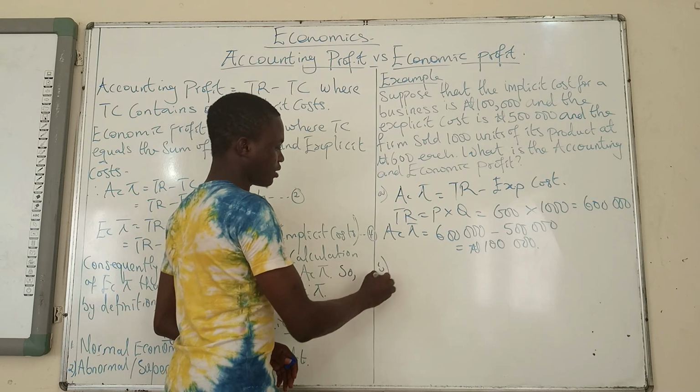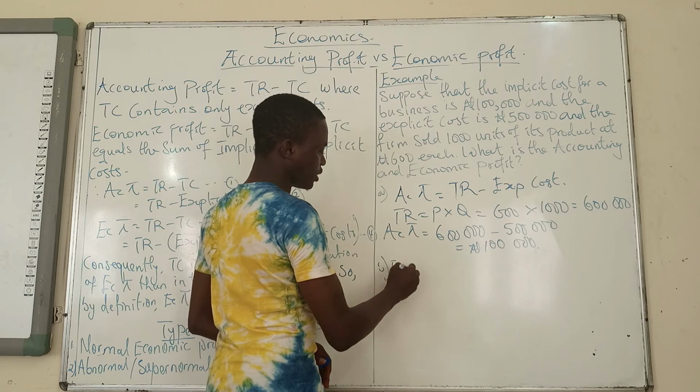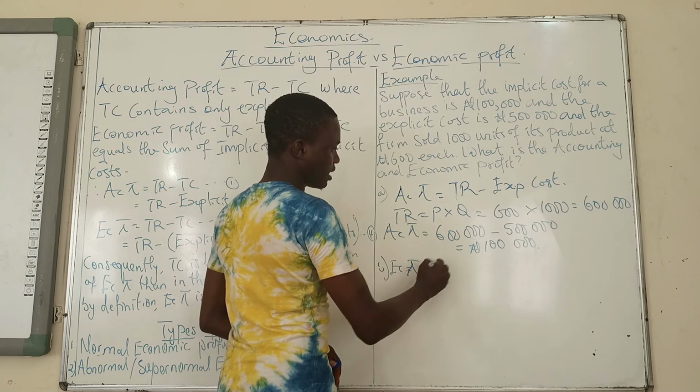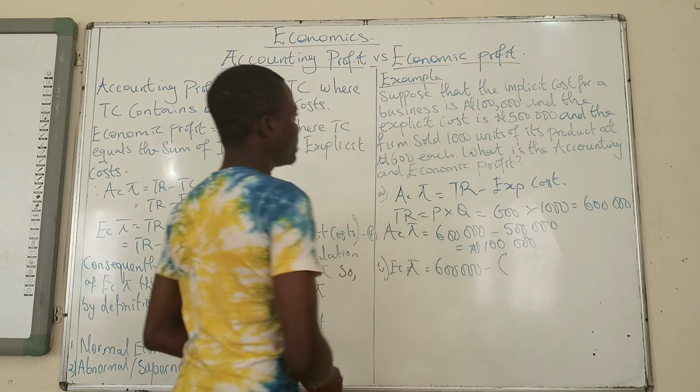Now, what is the economic profit? Economic profit is total revenue as well. We already have our total revenue. Total revenue is 600,000 naira minus, we open a bracket. What is explicit cost?